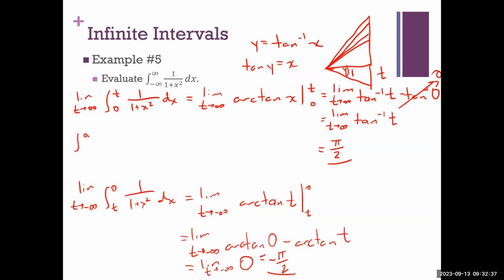So because of that, what's the value of this integral? It should be pi over 2, 0 again, right? Oh, wait, no. This comes up to positive pi over 2, right? Yeah, we're subtracting that. So it should be pi over 2 plus pi over 2, and that's equal to pi.